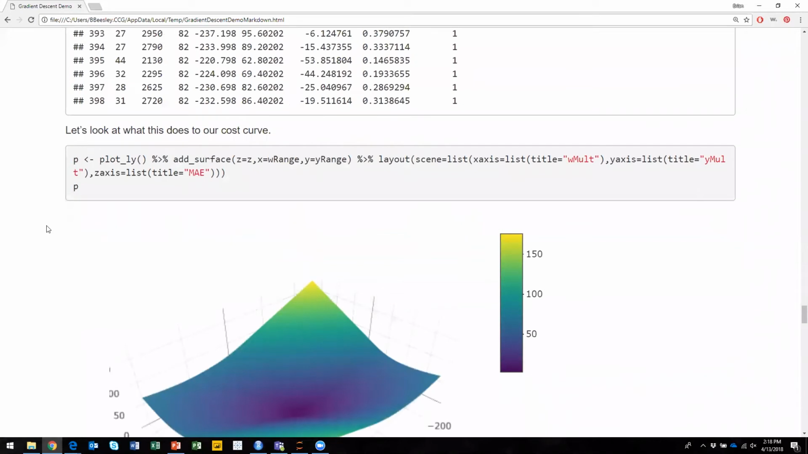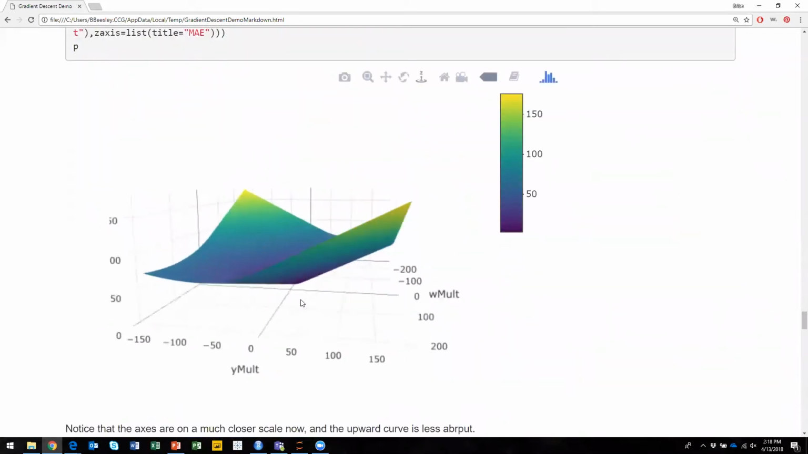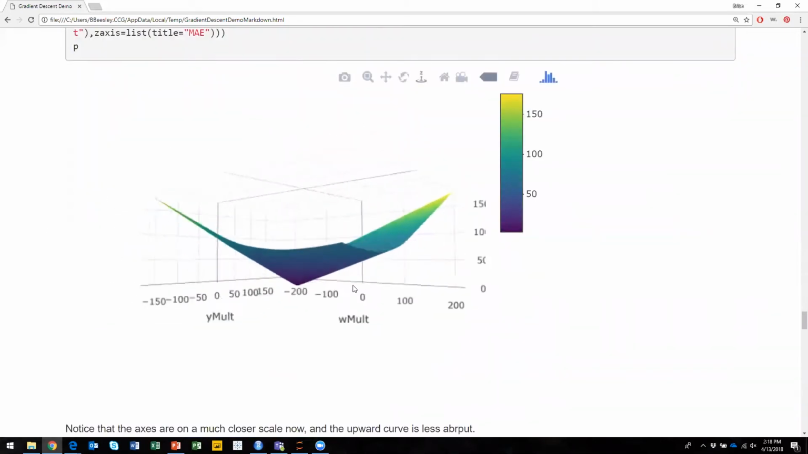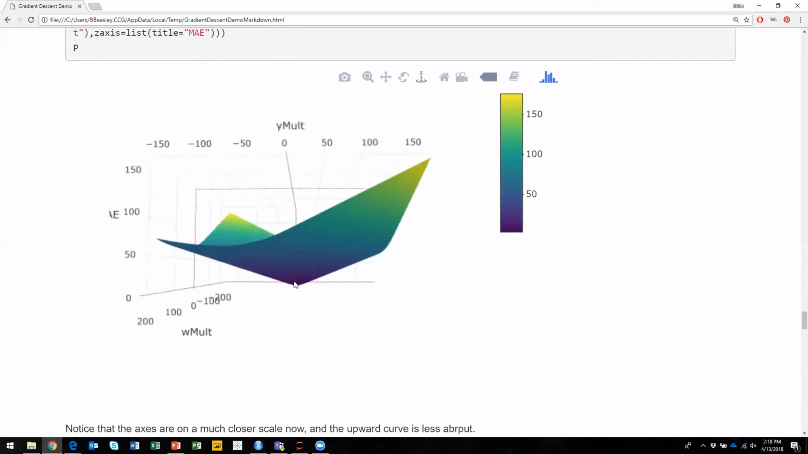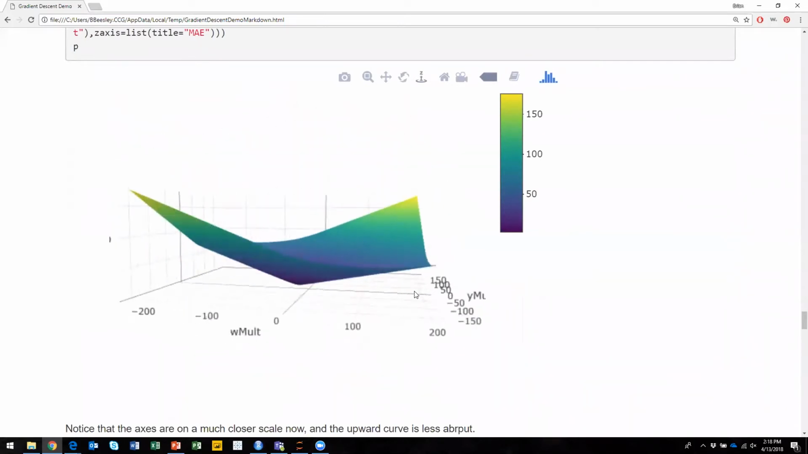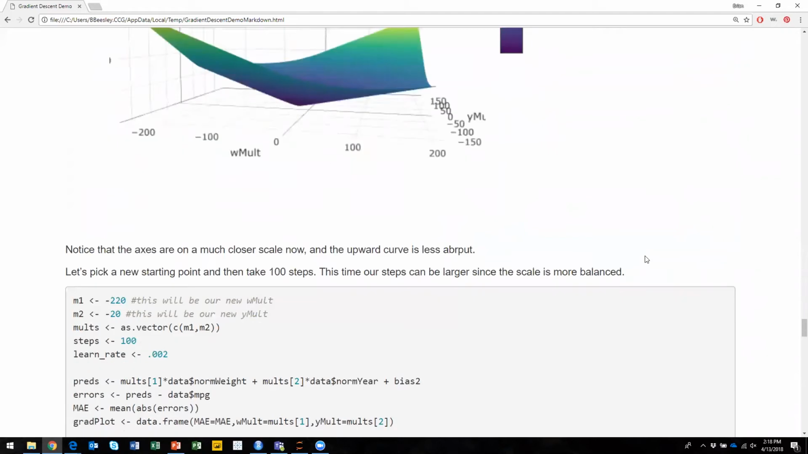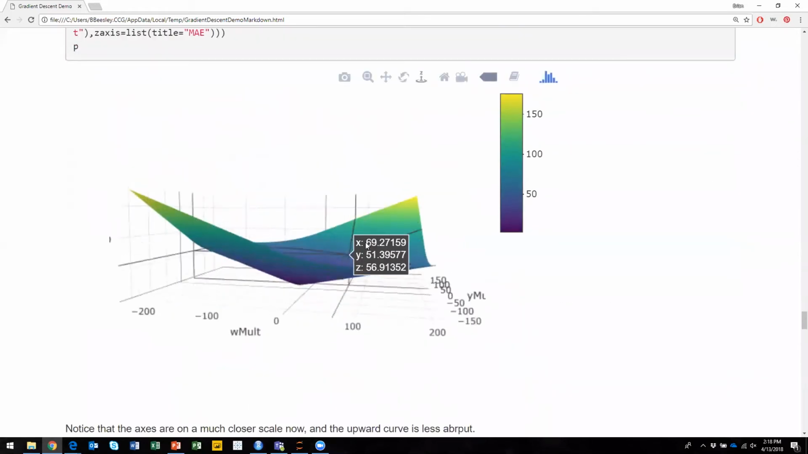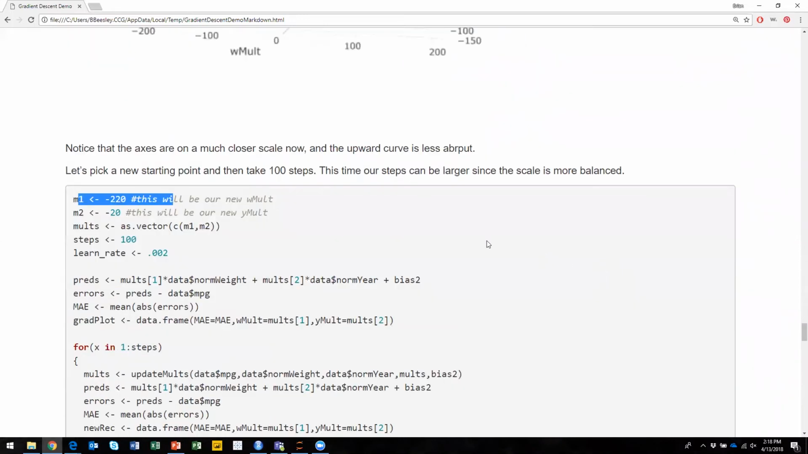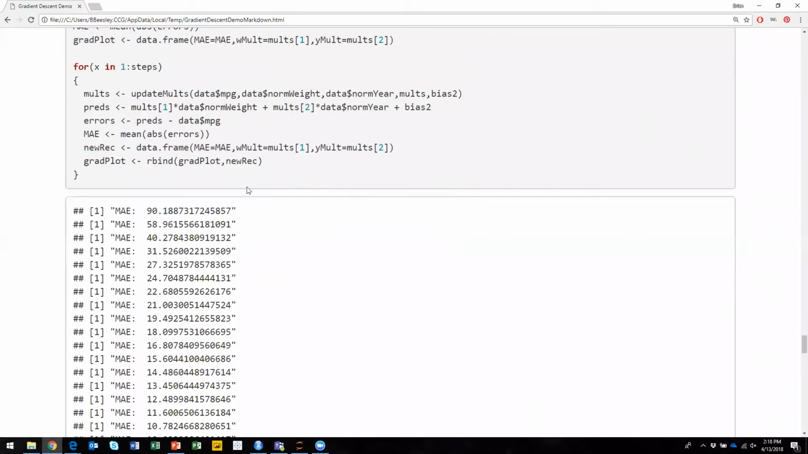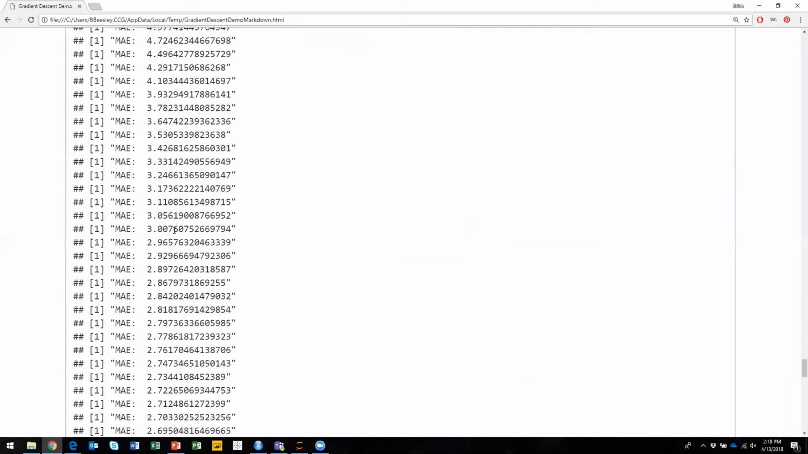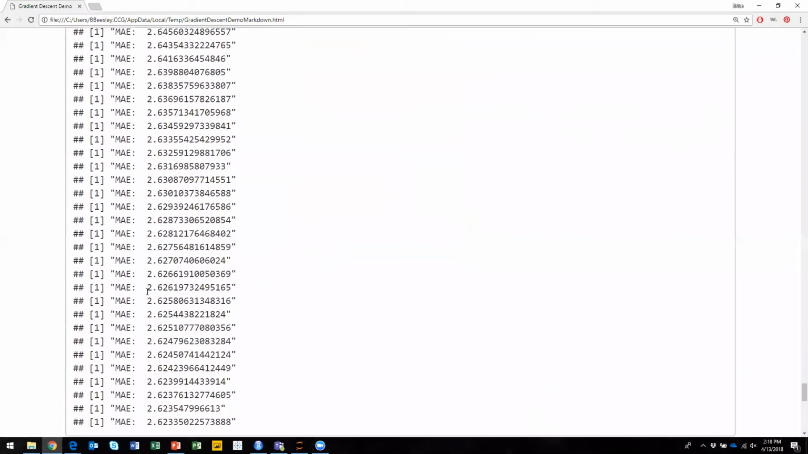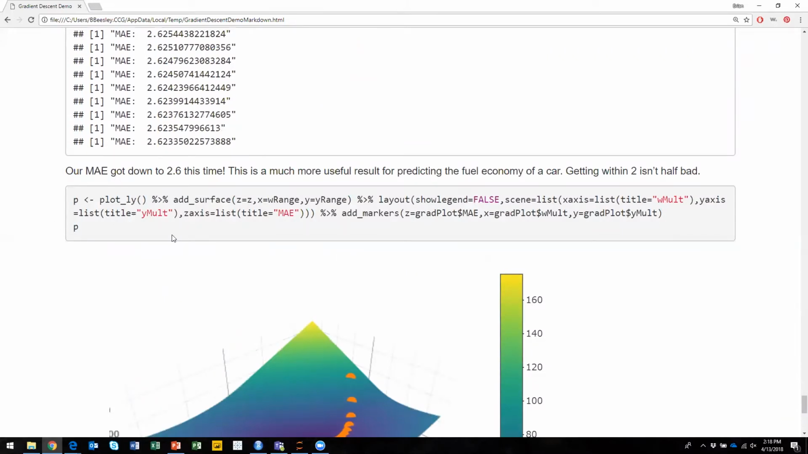And now our cost curve has changed. So now look at this cost curve. Our scales are the same, right? There's a more clear point at the bottom, which is nice, and it's not quite as abrupt of a curve. So now let's try it again, right? We're just going to set our weights at minus 220 and minus 20, and we're going to tell it to go. And so now we started at 90, and we're taking steps all the way down, and it looks like we get to about 2.6. That's pretty good, right? We're within 2.6 on average of our miles per gallon.